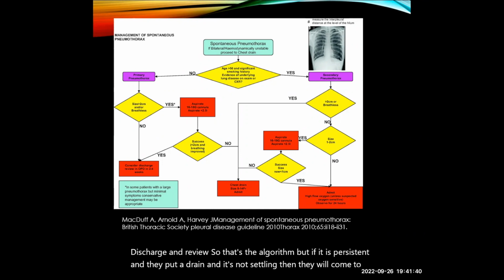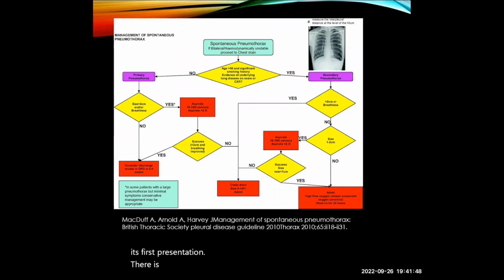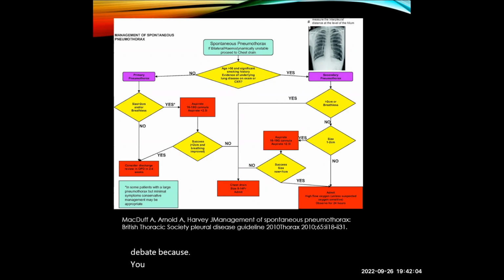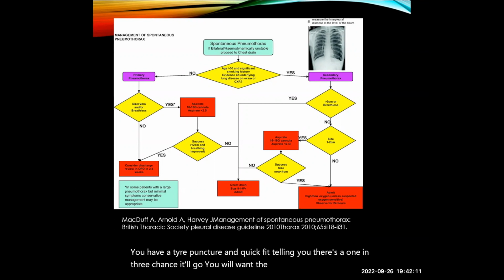Now, in the UK, we do not intervene for a pneumothorax on its first presentation. There is a 1 in 3 chance they will end up with a second episode of primary spontaneous pneumothorax. So that's when a referral is made to the surgeons. And that's again an ongoing debate, because if you have a tire puncture and QuickFit tell you there's a 1 in 3 chance it'll go again, you will want the tire fixed. You wouldn't hit the motorways with that. Yet the current practice in the UK is we only intervene on the second episode.